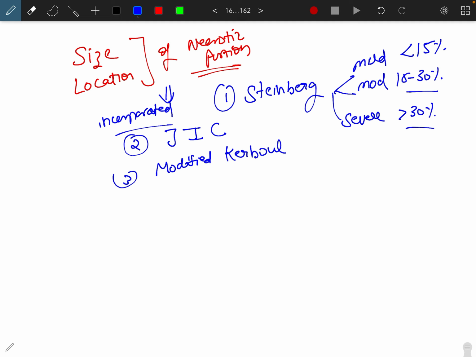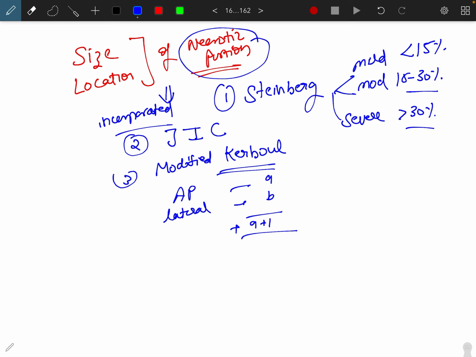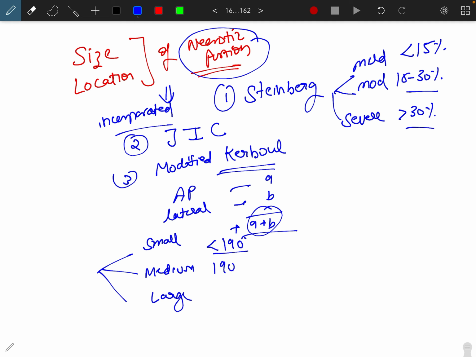Similarly, Kerboul has also given a classification. They have measured the arc of the necrotic area on both the AP as well as the lateral X-ray, and they have summed both of the angles. Based on the sum of the two angles, they divided it into a small, a medium, or a large lesion. A small lesion is one where the combined necrotic angle is less than 190 degrees. If the combined necrotic angle is 190 to 240 degrees, it is medium. If it is more than 240 degrees, then it is a large lesion.